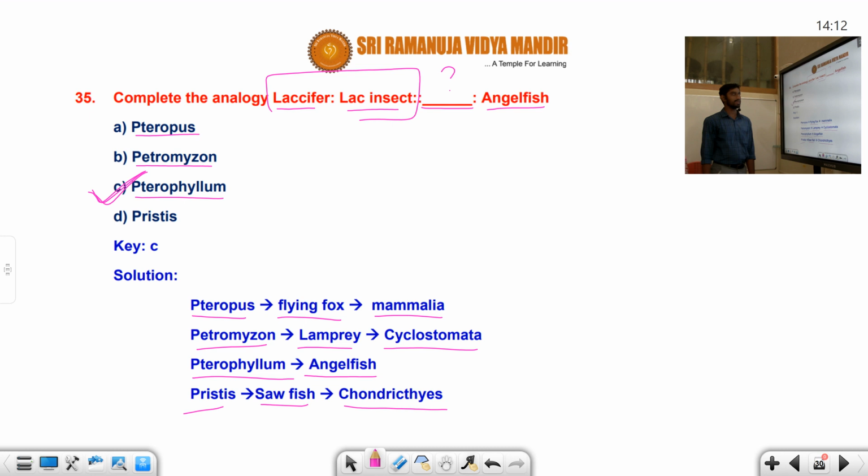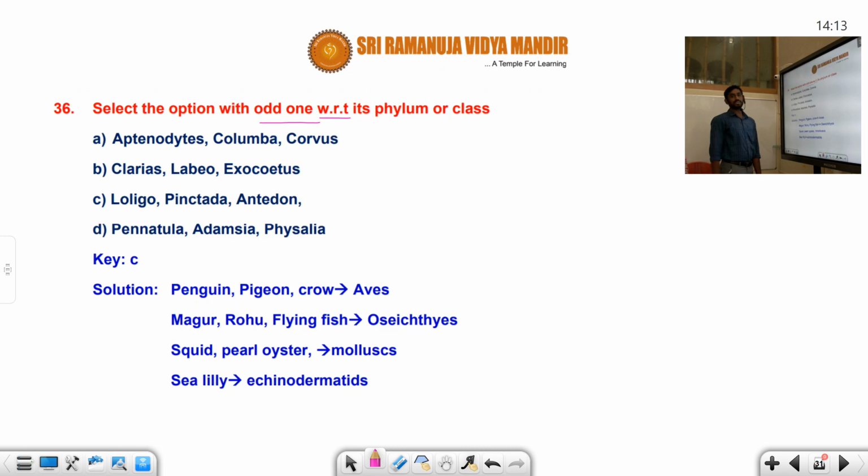The next one is 36. Select the option that is odd one out WRT, nothing but with respect to. This is a shortcut you can find in many NEET exams. WRT is mentioned, that is with respect to its phylum or class. So, select the option that is the odd one out with respect to its phylum or class. So, what is that option?